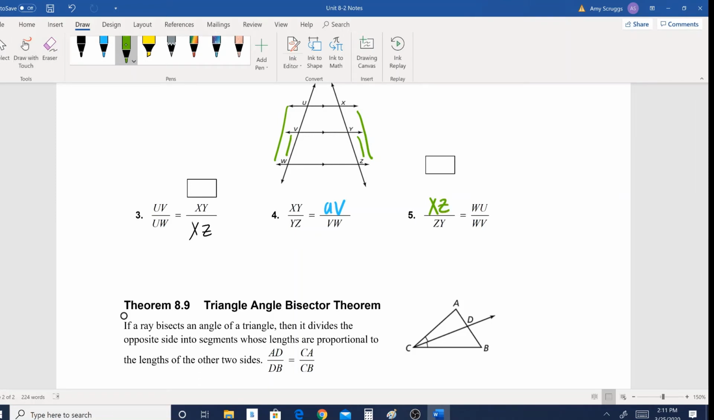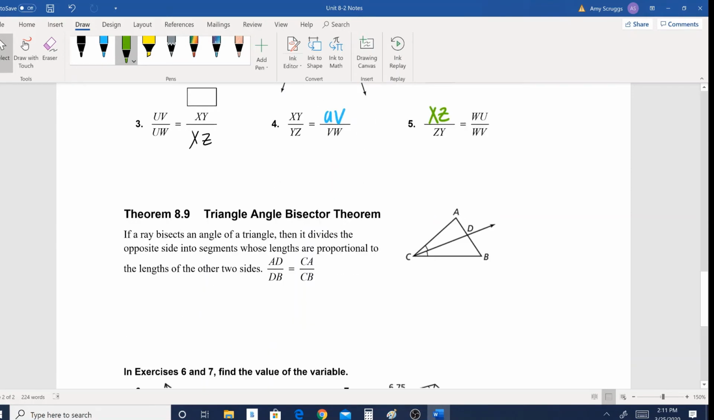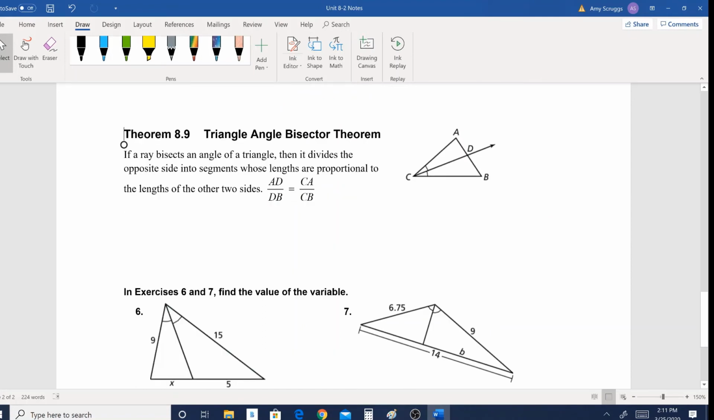And of course, if there were numbers there, you could swap out the letters and put the numbers in, cross multiply and solve. Okay, the triangle angle bisector theorem. Try to say that 10 times fast. Triangle angle bisector theorem. This just means that if you have a ray, and hopefully we know what a ray is, this is a ray going through your triangle, then it's going to divide the opposite side into segments whose lengths are proportional to the other two sides.